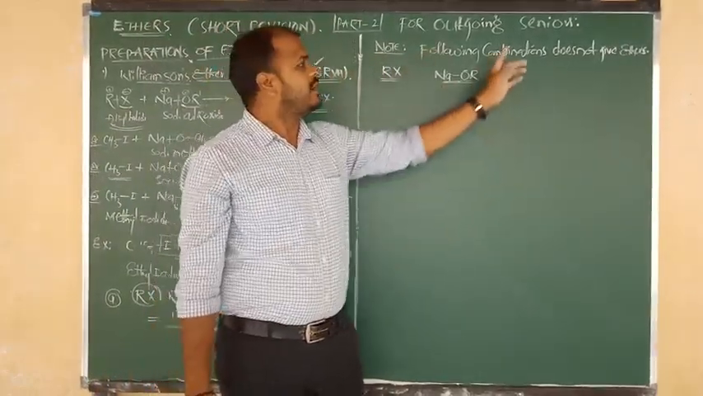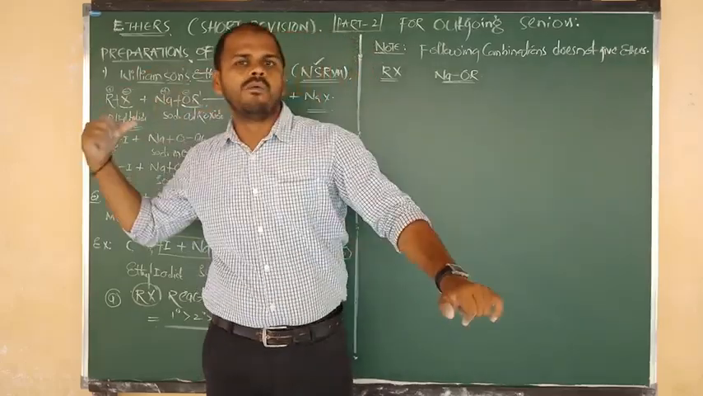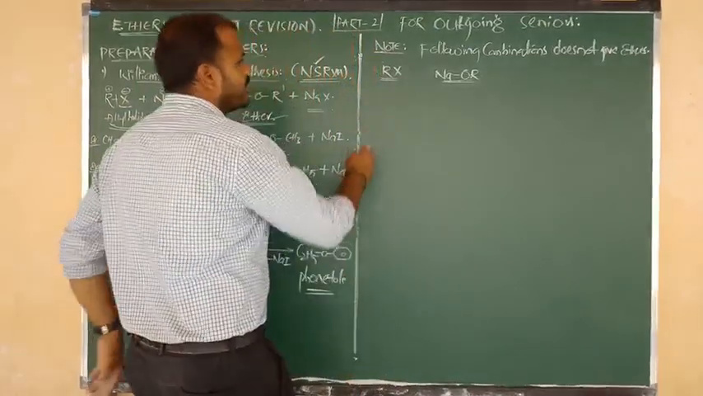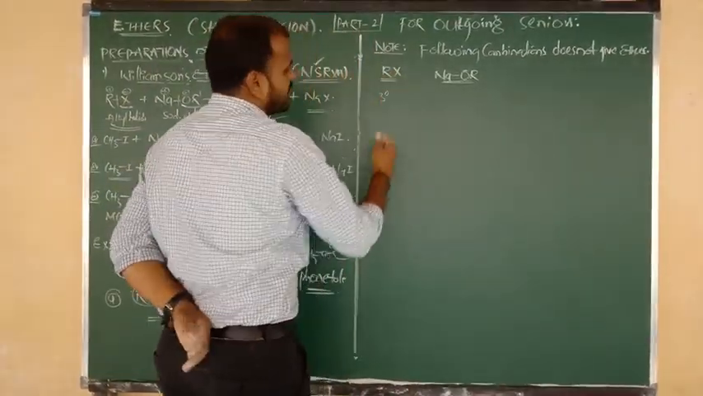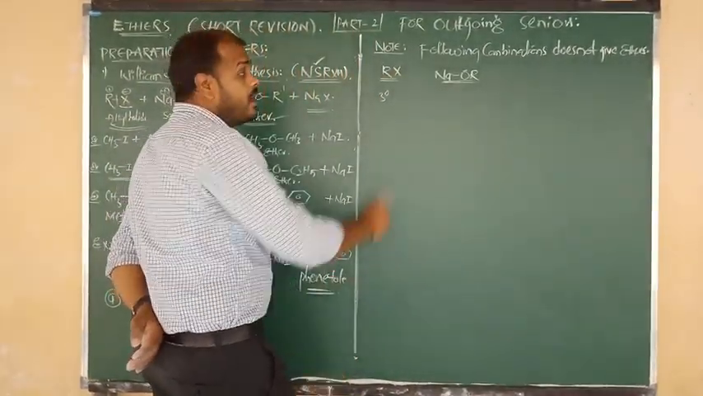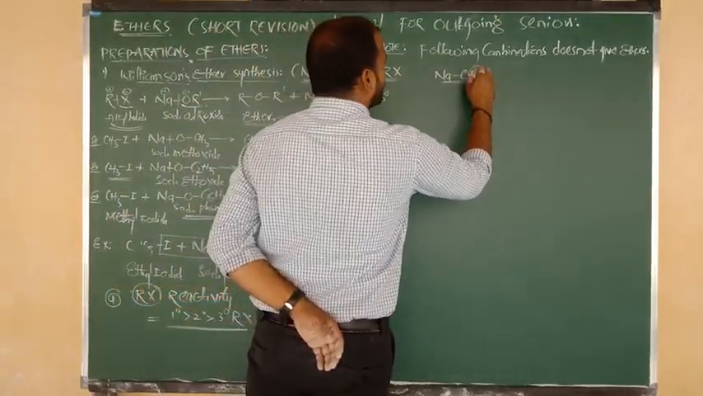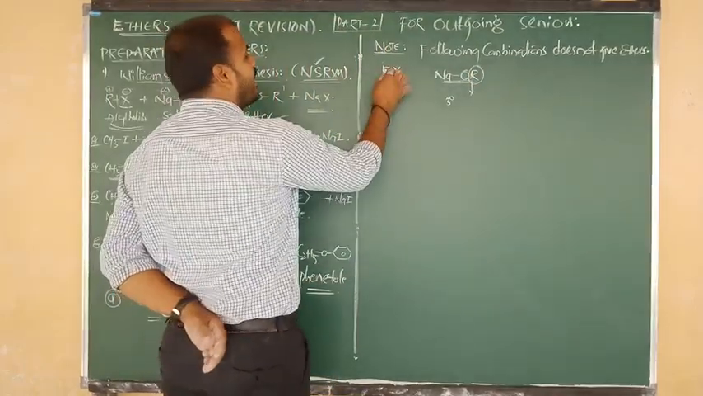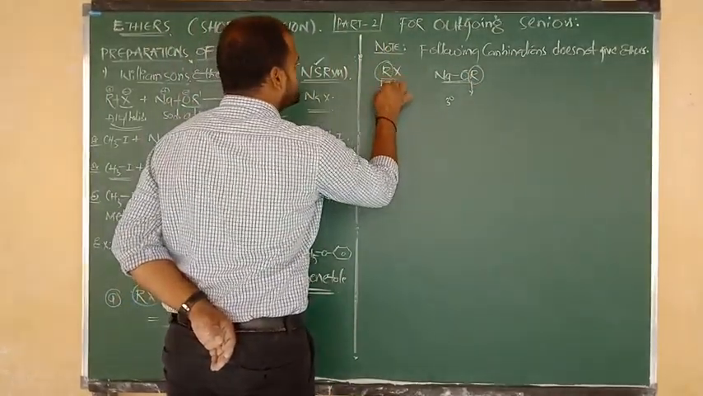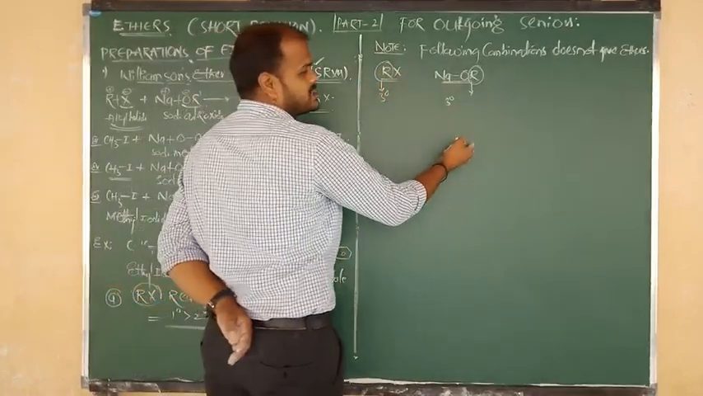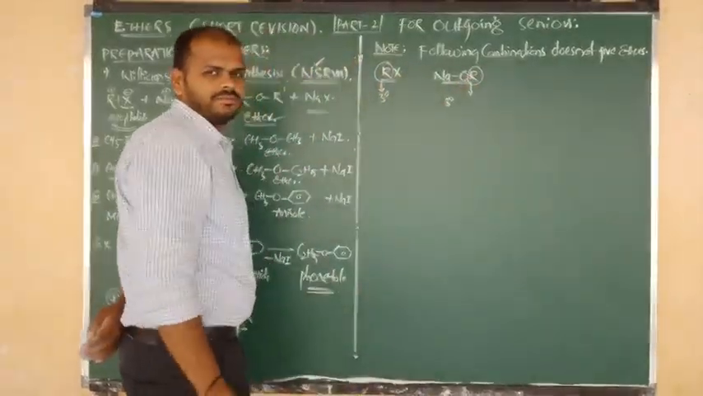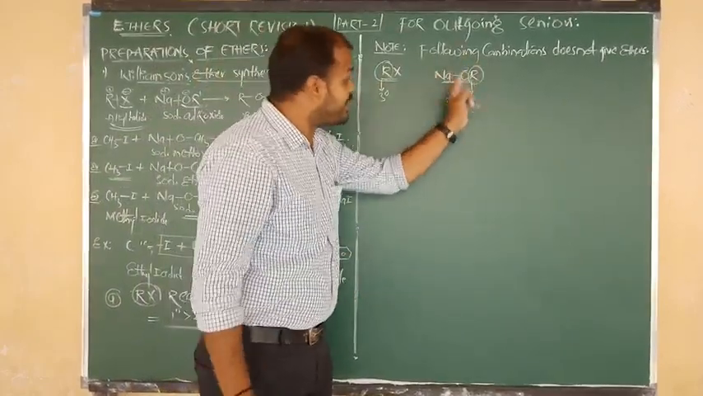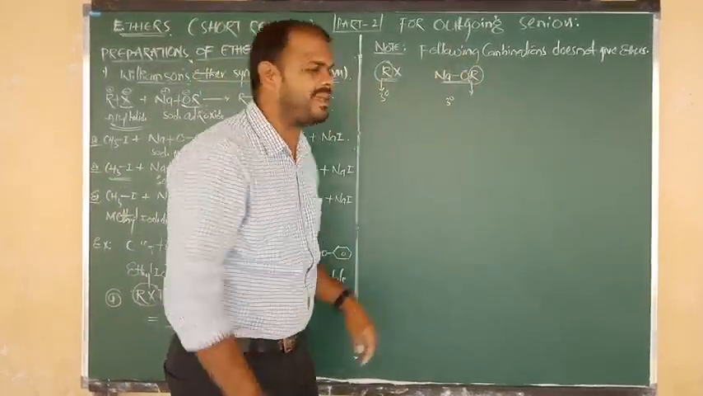The following combinations do not give ethers as per Williamson. So which combinations will not form the ether? If the alkyl halide is tertiary, and in the sodium alkoxide the R group is also tertiary, that is, tertiary alkyl halide and sodium tertiary alkoxide, they do not form the ether.